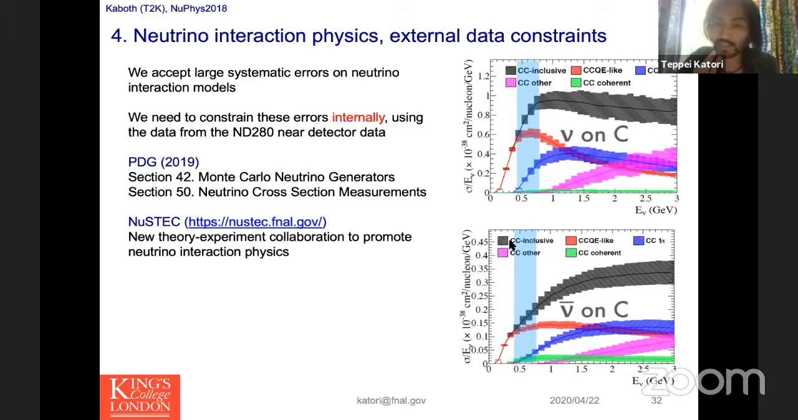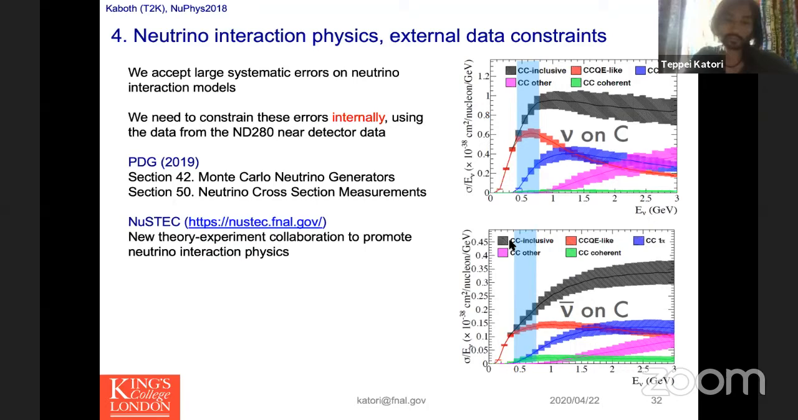So all you have to do is that you need your own data to constrain these. And this subject is quite popular. So now we have a chapter in the PDG and there's a new collaboration called NuSTEC, which I'm also a member of. And we try to promote this theory-experimental collaboration to understand neutrino cross-section needs.